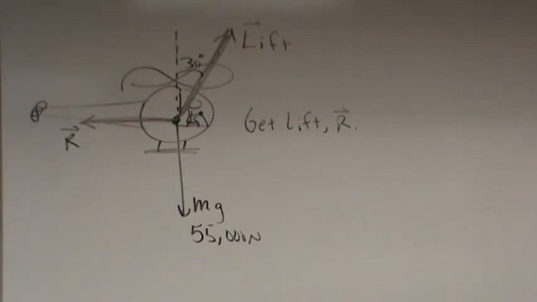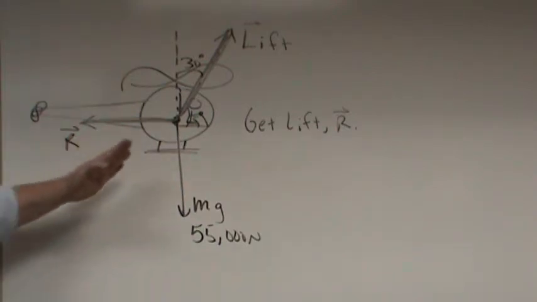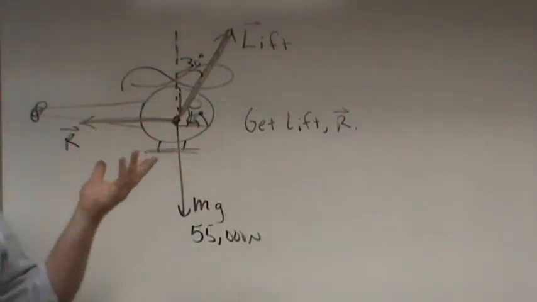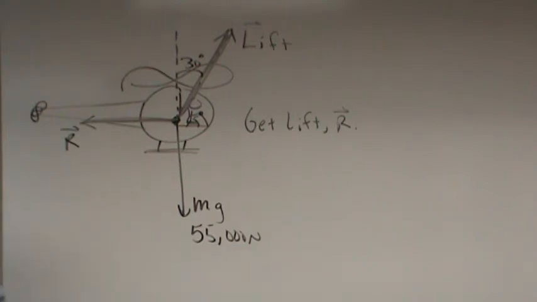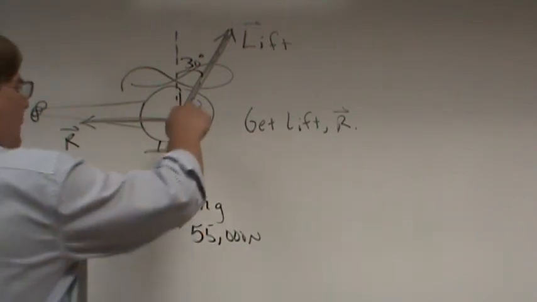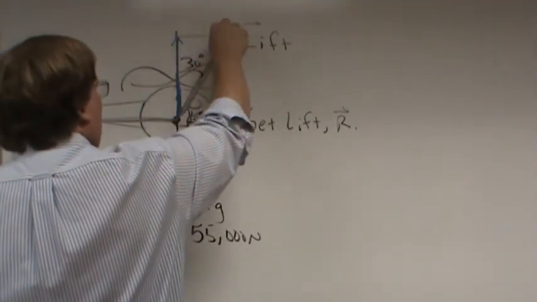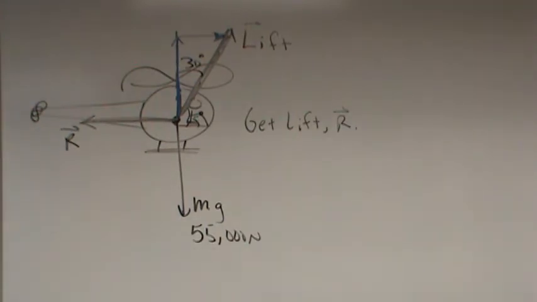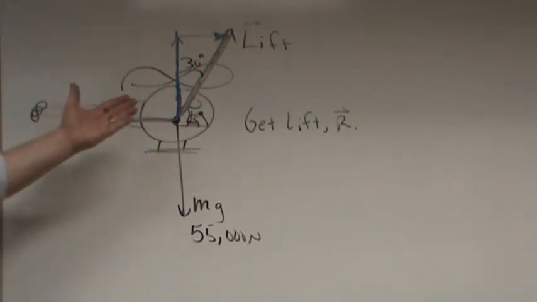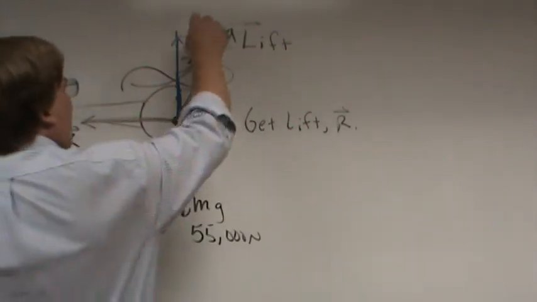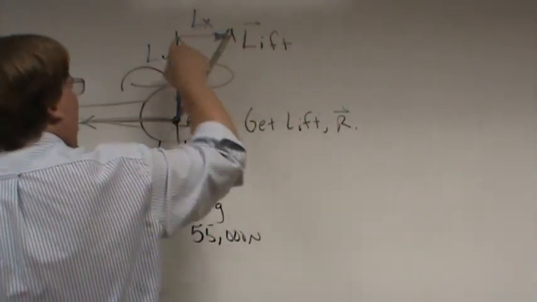What's the big lesson I want you to get from this? I will tell you. Ordinarily, when I have a force at a weird angle, what do I find? X and Y components, absolutely. But what happens if I don't know what the force is? Then what am I going to call the X and Y components? Well, just call them L sub X and L sub Y. We don't know what the lift is, but it starts with the letter L. So I'm going to call that L sub X and I'll call that L sub Y.